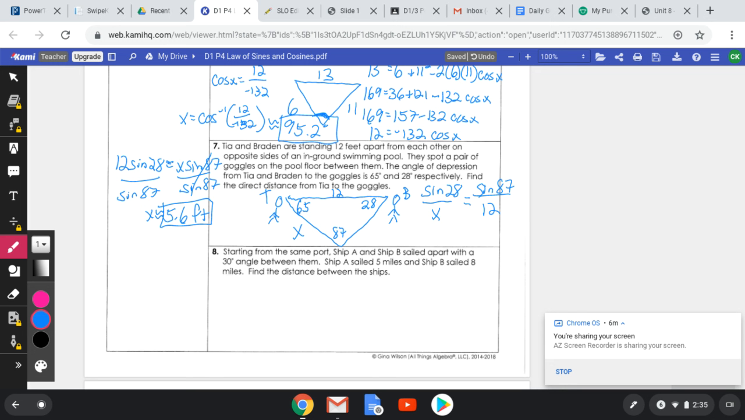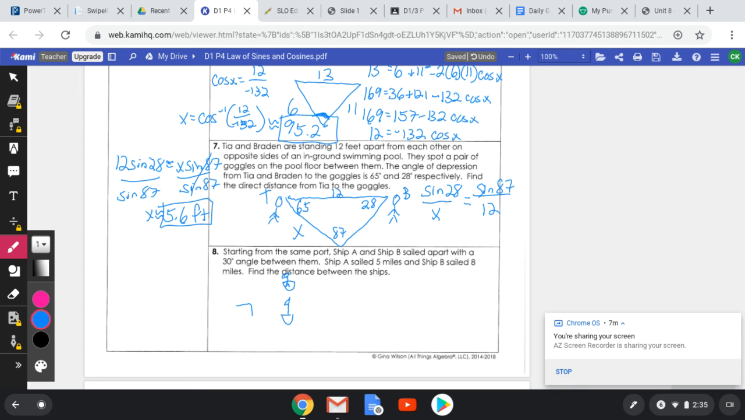All right. The next, number 8 here. It says starting from the same port, which just means it's starting from the same place, ship A and ship B sail apart with a 30-degree angle between them. So let's pretend the port is right here, whatever the opening you want to call it. We got ship A, here's A, ship B.